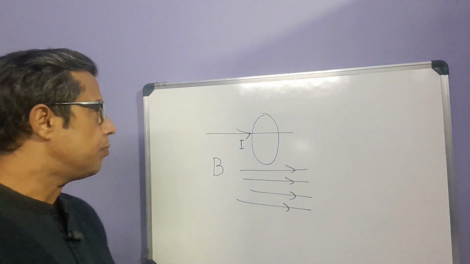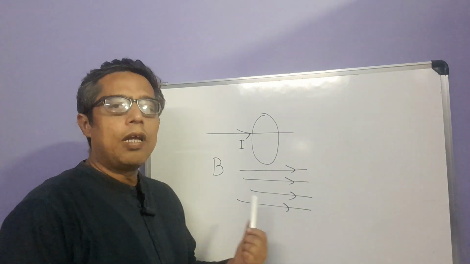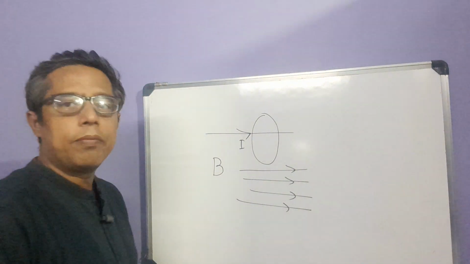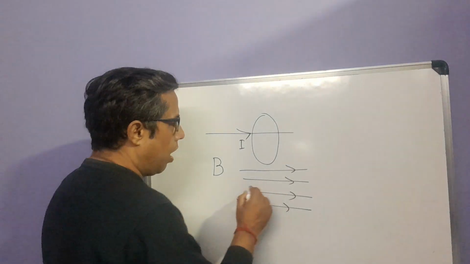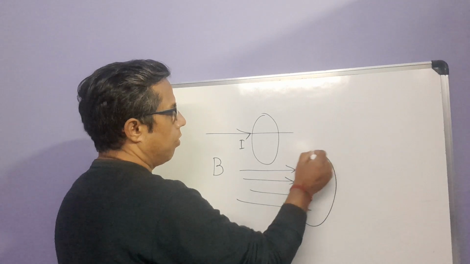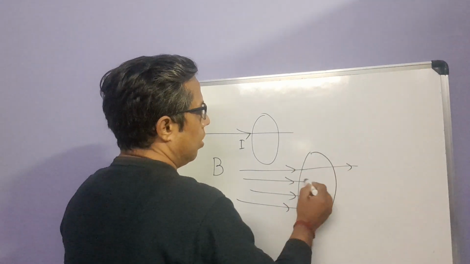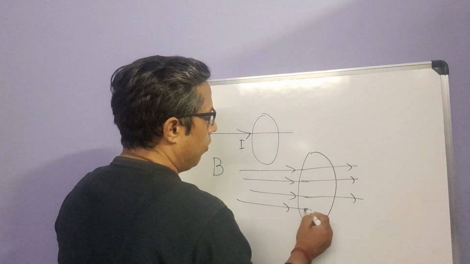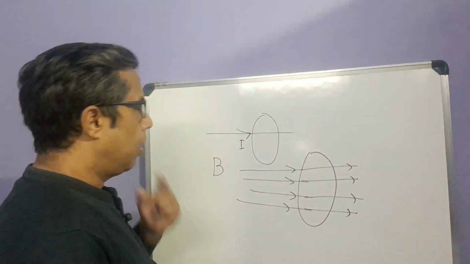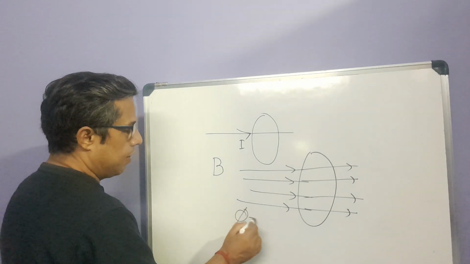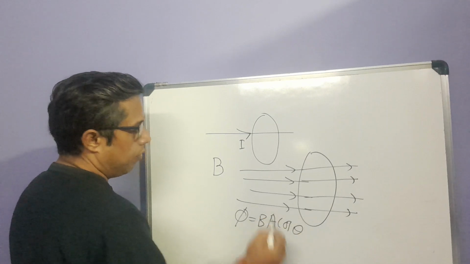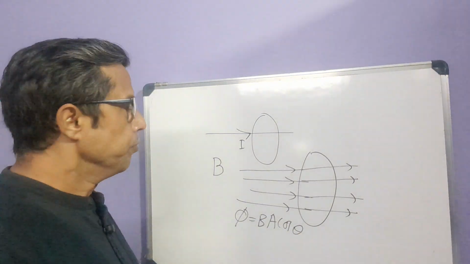Okay. Next I will explain the magnetic flux. So what is magnetic flux? Let's say we have this magnetic field and a coil is there. This magnetic field will pass through this coil, and we get the magnetic flux. So that is phi equals BA cos theta. Phi is equal to BA cos theta.